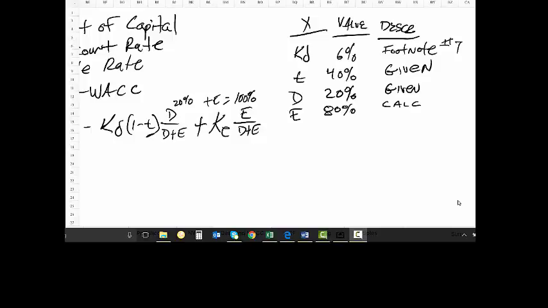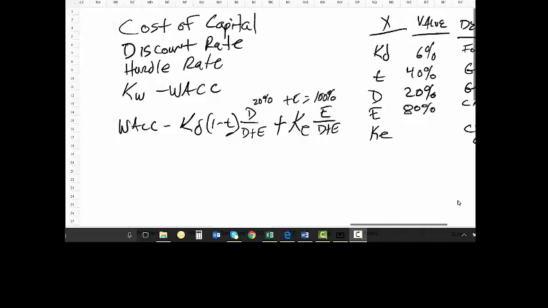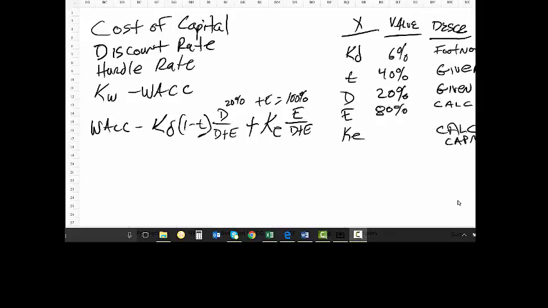The next thing we need to do is find K sub E. One of the ways to figure that out is to calculate it using the capital asset pricing model. And I did a video on that earlier in the semester. If you remember, the CAPM formula was equal to the risk-free rate plus beta times the market risk premium. And we know that the market risk premium is the return of the market minus the risk-free rate.